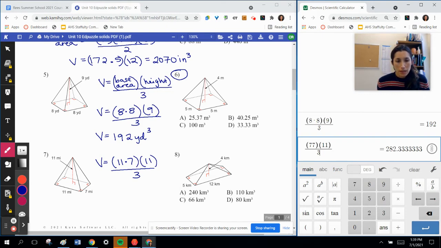So if we're rounding this, I think it said nearest hundredth, which is 2 places. This would be 282.33. Don't worry too much about the rounding. Miles cubed. For the test, I would have accepted 0.3, that's fine. 0.333, that's fine. Or if you did 1/3, that's also fine. Okay, go ahead and solve for question 8.